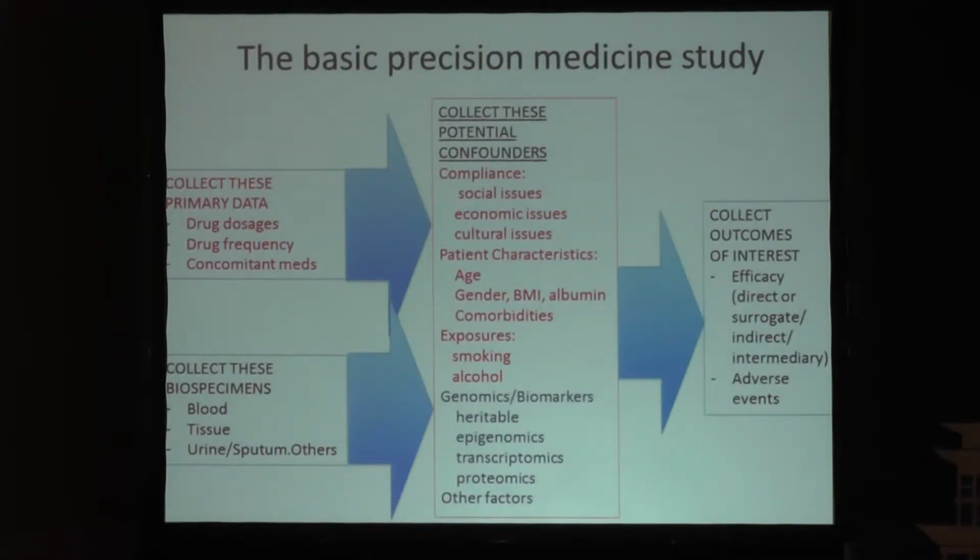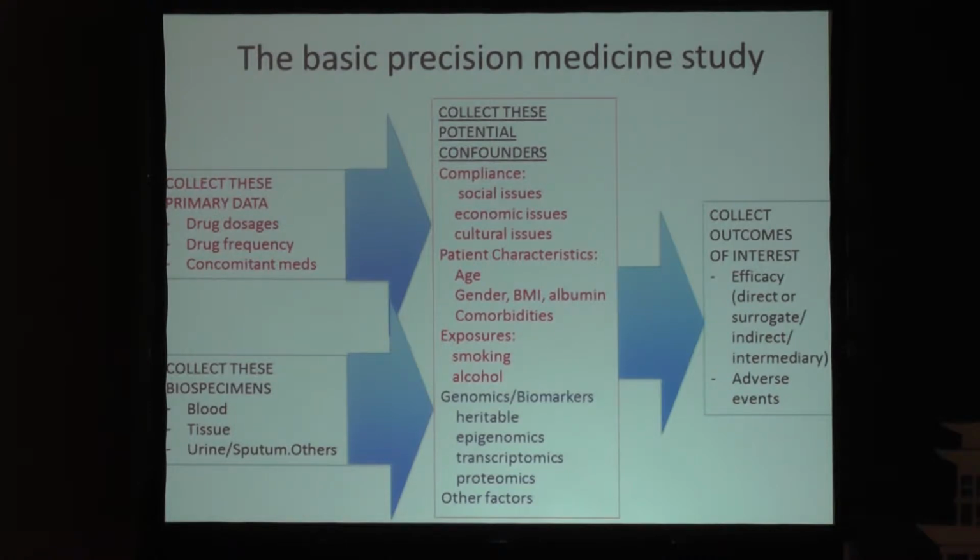So a classical basic precision medicine study, if you were to design one, is basically involving two areas. The first area is to collect primary data. And this would be the type of thing that we're all hopefully used to doing. So this is everything from information about your exposure, which in this case are your drugs, to all your potential confounders, and that would be the list I've mentioned before.